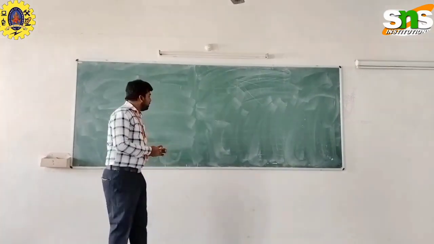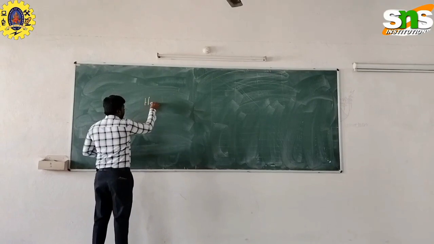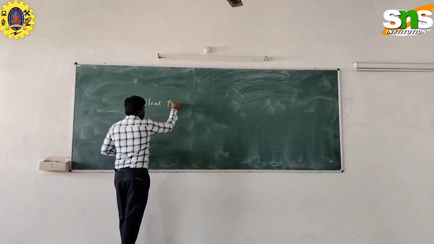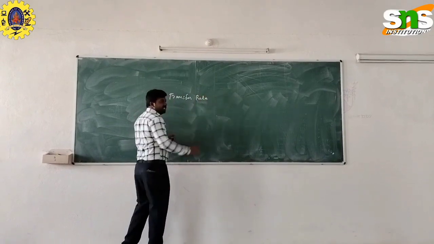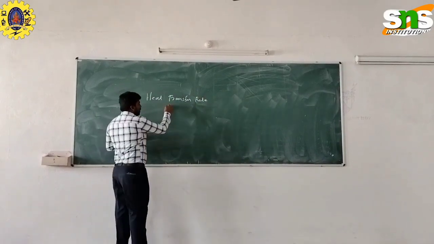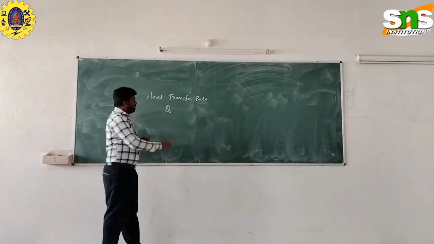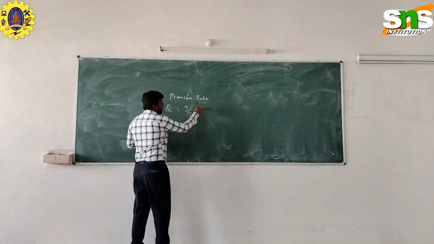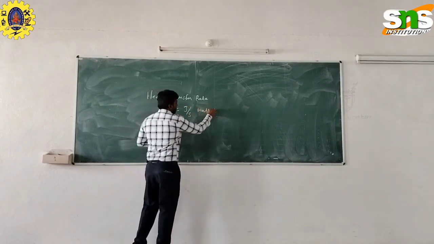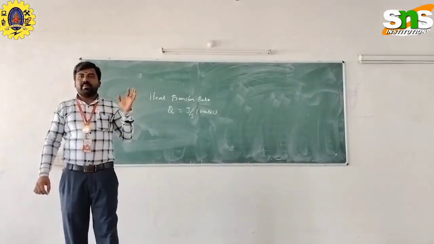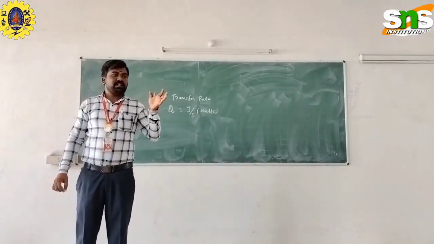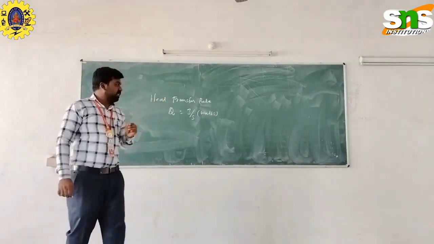So the heat transfer rate is denoted by Q. The unit is joule per second, that means watts. The Q is nothing but a thermodynamic property. It is the energy of the object or substance.